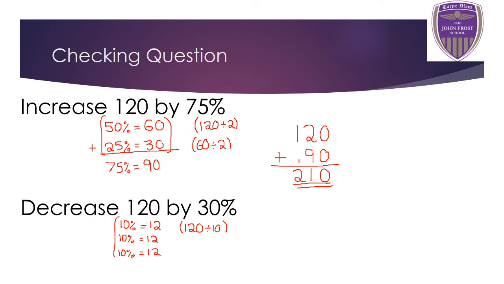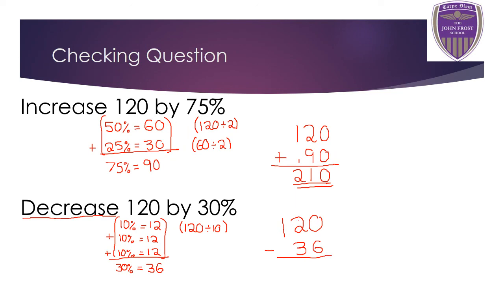So pop those in brackets. 10% plus 10% plus 10% is equal to 30%. 12 plus 12 plus 12 is 36. Brilliant. Now, again, always double check your questions because this question is a decrease. So 120, take away 36.